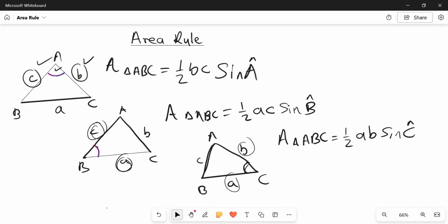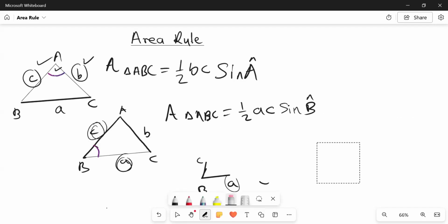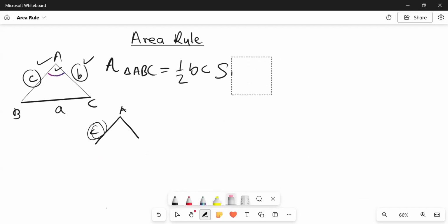So that's the area rule, right? That's the area rule. But before we even start with the area rule, before we use the area rule, I want us to derive. I want us to derive the area rule before we even use the area rule. Let's derive the area rule now.